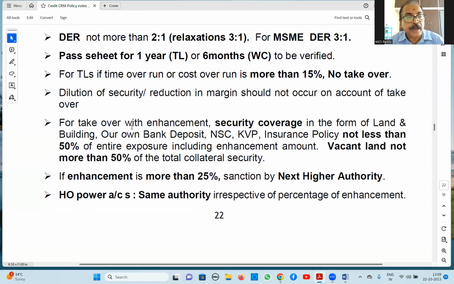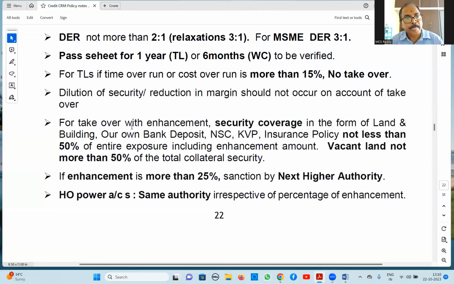And vacant land not more than 50% of total collateral security. This is the general guideline. But in case of MSME schemes, in many schemes, vacant land should not be more than 25%. Here it is the general condition: normally vacant land not more than 50% of total collateral security.